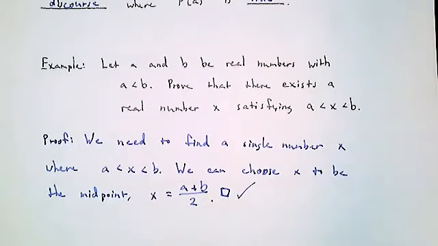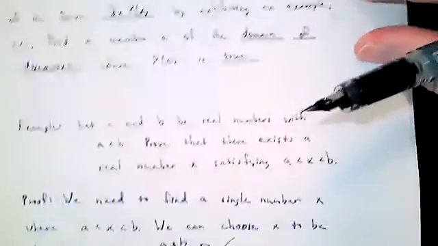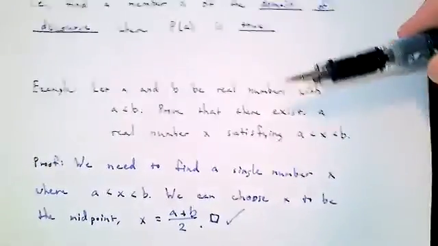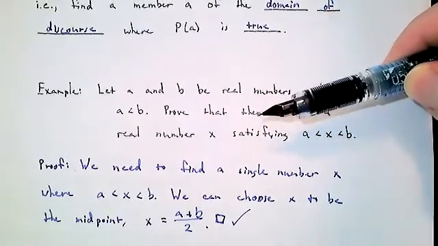Any questions? No? Okay. So the takeaway from this kind of proof, the existential proof, is that you just have to find a single example where whatever it is happens. That's all you have to do.